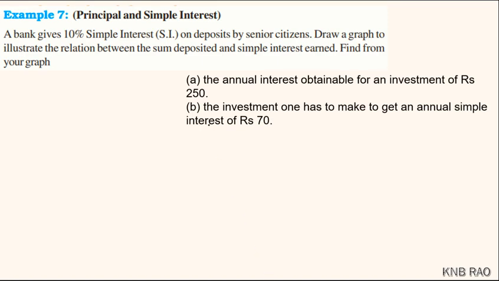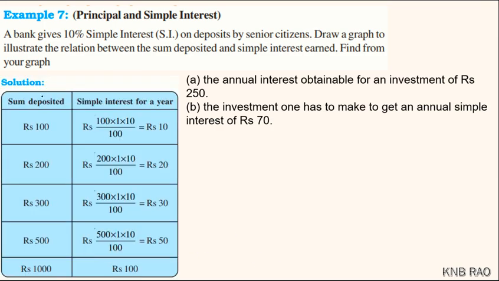See, for this, children, 10% is the simple interest. If I keep 100 rupees, 10 rupees. If I keep 200 rupees, 20 rupees. If I keep 300 rupees, I will get 30 rupees as simple interest. So, this table I have to make: sum deposited and interest on that. For 100 rupees, 10 rupees will be the simple interest. For 200 rupees, 20 rupees. Annually, I am talking, this is for 1 year. For 300 rupees, we will get 30 rupees. For 500 rupees, we will get 50 rupees. For 1000 rupees, we will get 100 rupees and so on.